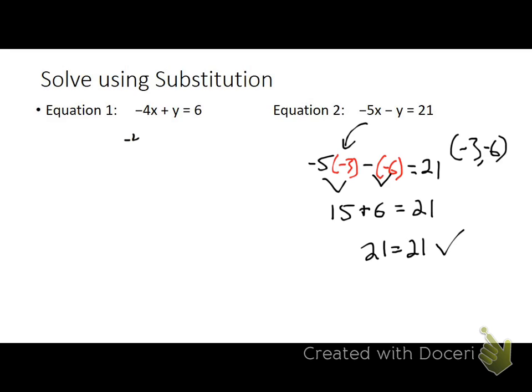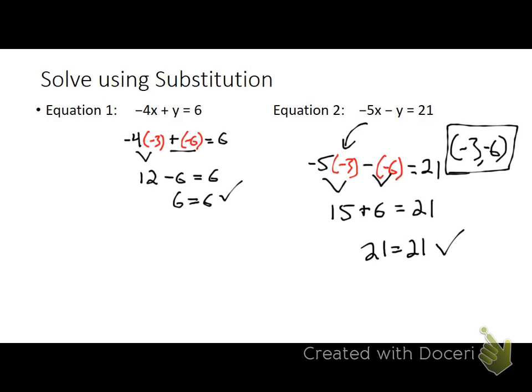So I've got negative 4x plus y equals 6. Negative 4 times negative 3 is 12. Plus a negative 6 just means minus 6. 12 minus 6 is equal to 6, so it works. So we have just confirmed that that is our solution. We are 100% correct. There is no way that we missed this question now.